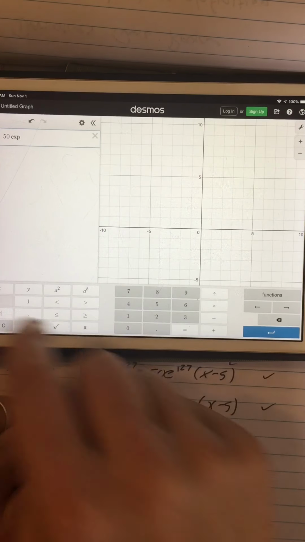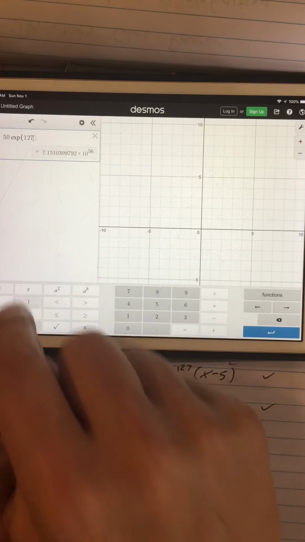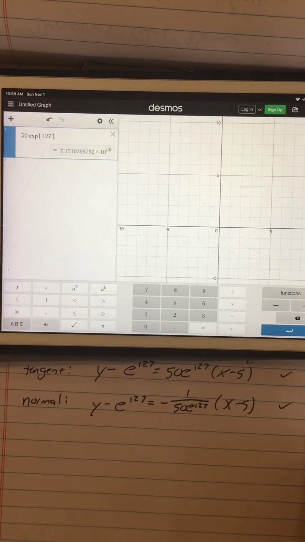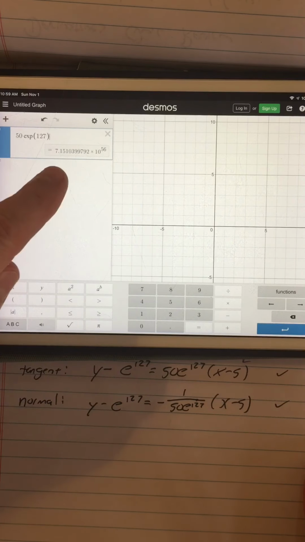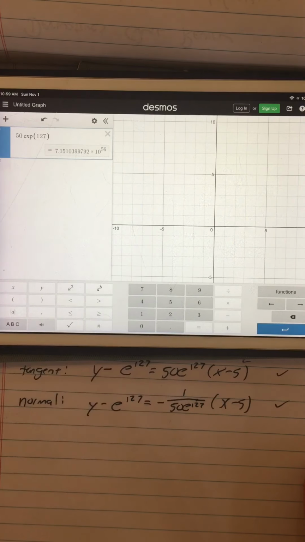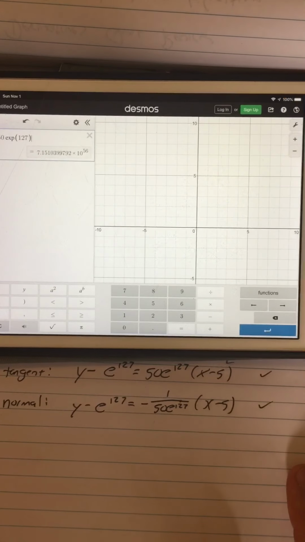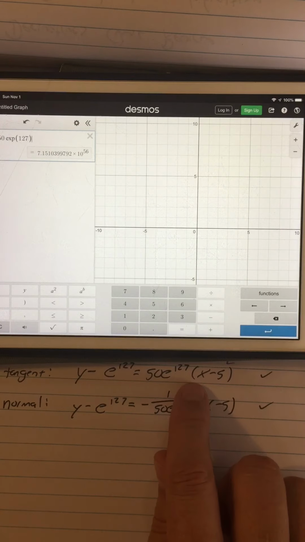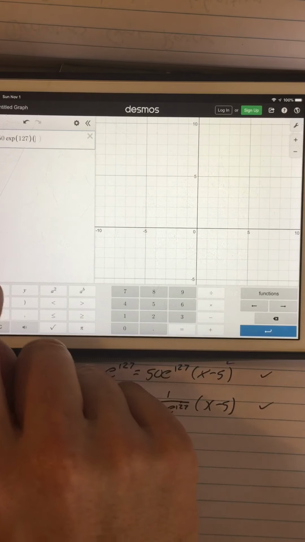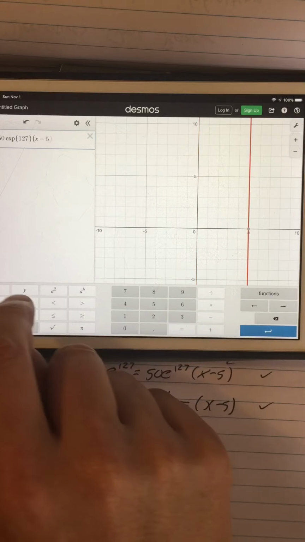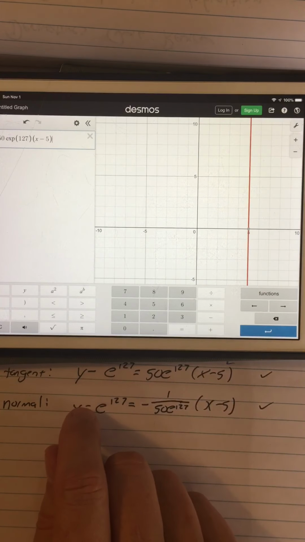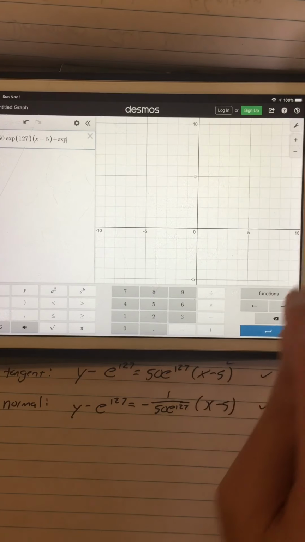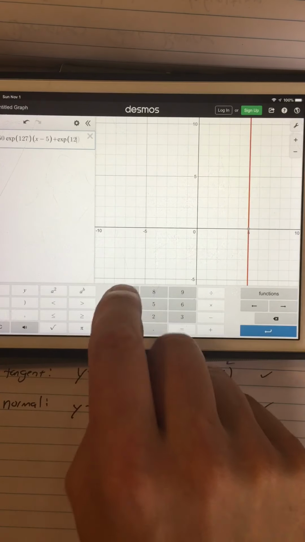So this is how you write e to the 127th power in Desmos. You do 50 exp 127. Notice it's already telling you that that's 7.15 times 10 to the 56th power. So since you understand scientific notation, you know how enormous a number that is. Okay, and then I'm going to do the x minus 5, so times x minus 5. But then I have to bring the e to the 127 over there. So I'm going to go plus functions exponent 127.